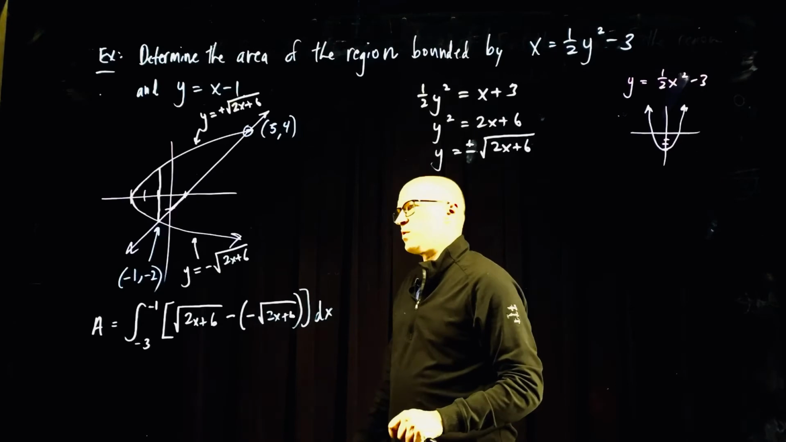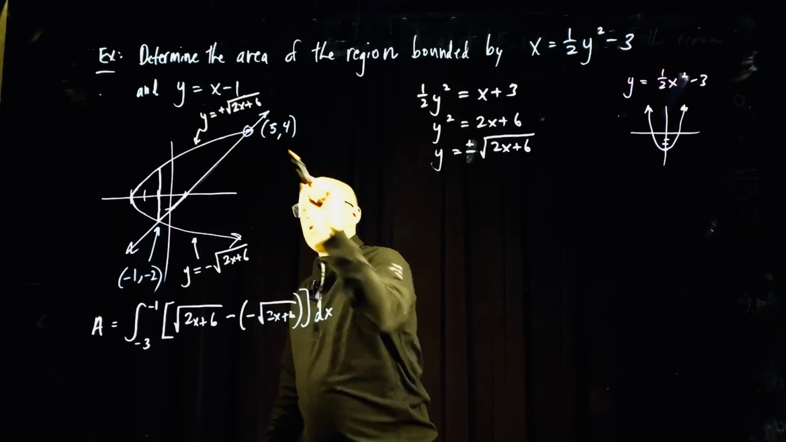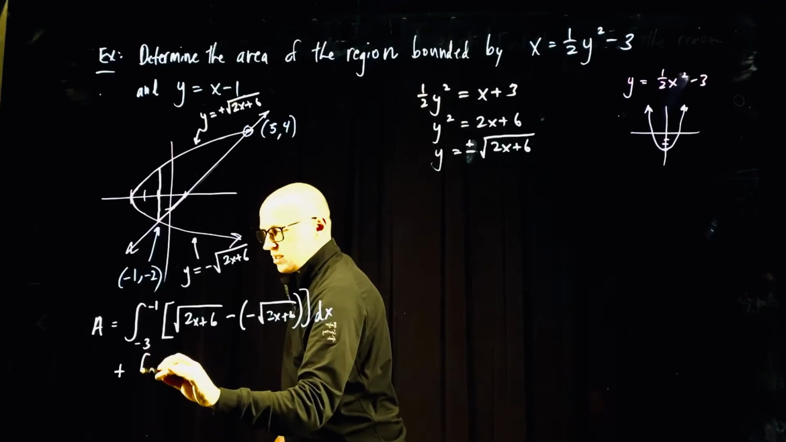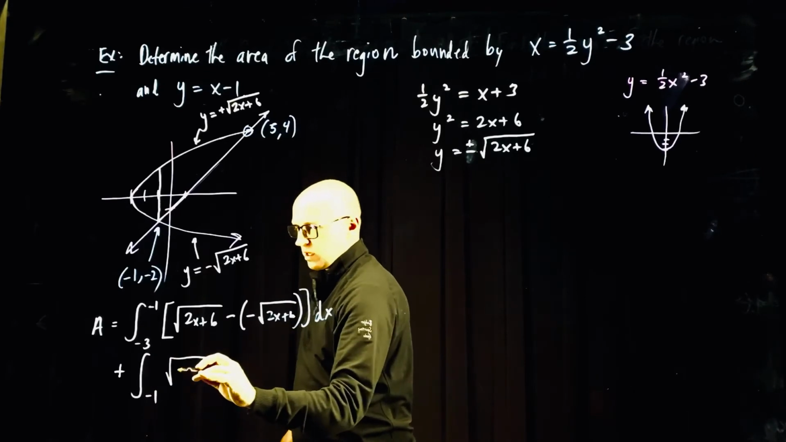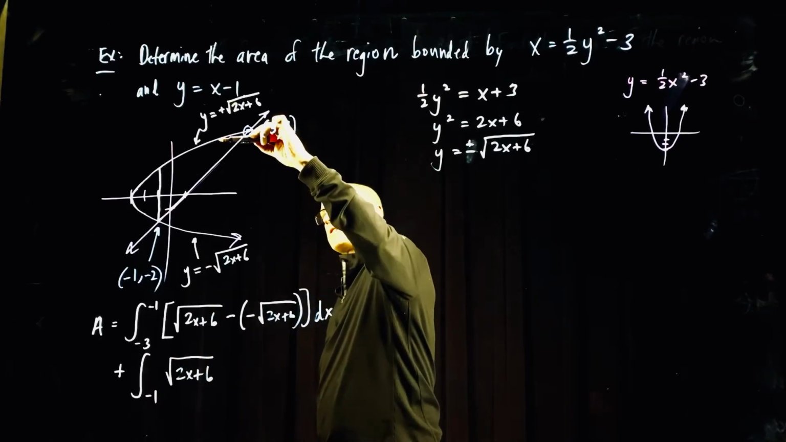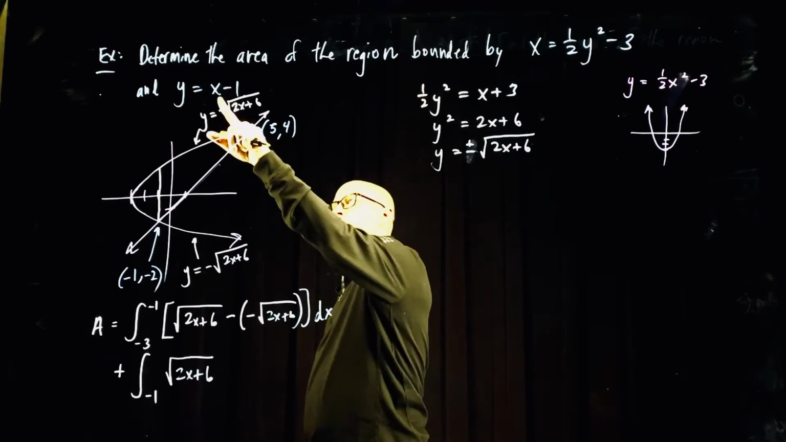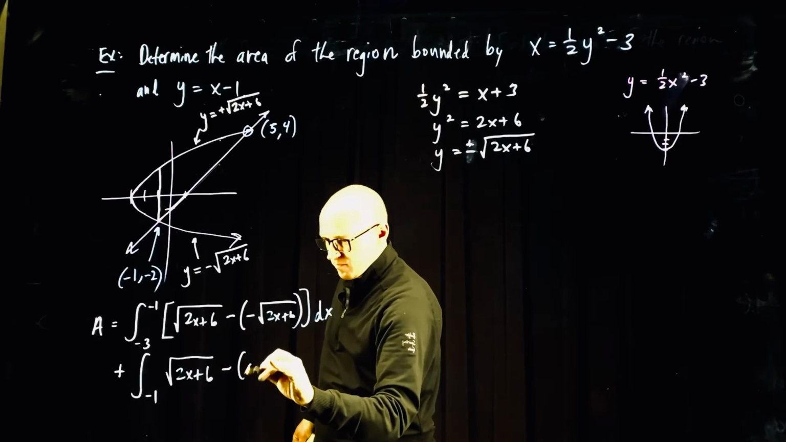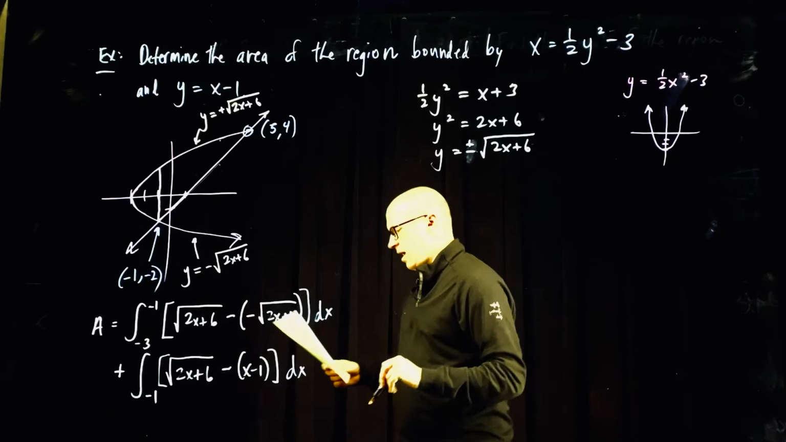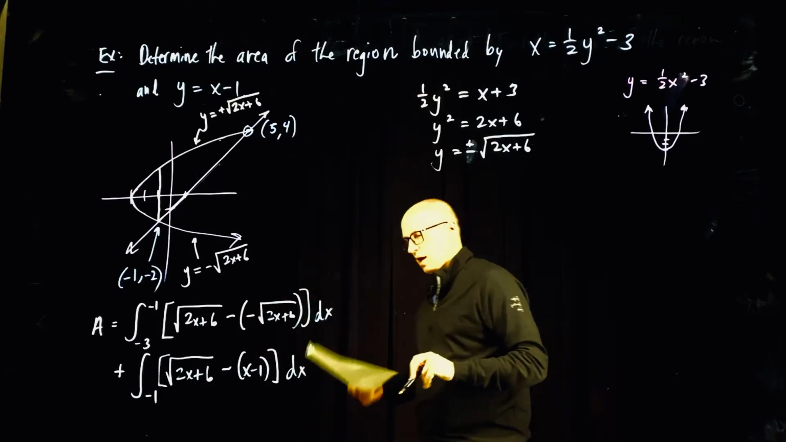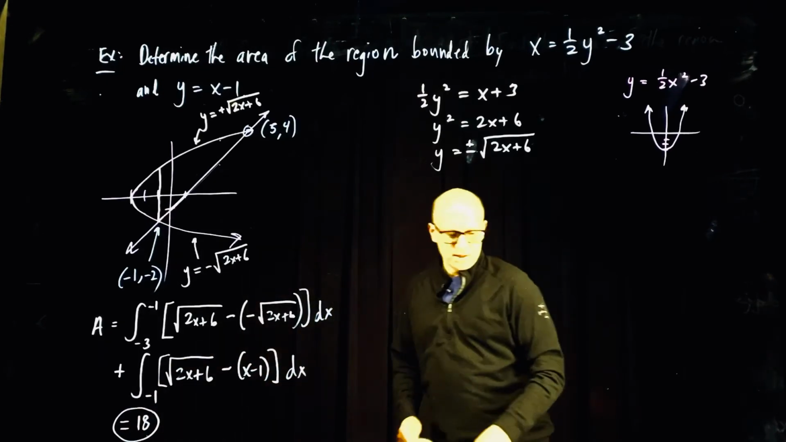Okay, at that point I need to switch gears because now we have to deal with this function. So we would still have this, so we're going to say plus integral, and we're going to start at -1, and we're going to do the square root of 2x plus 6, which is this top function, minus this lower function, which is what? x minus 1 dx, and we'll do all that stuff, and we're going to end up with 18. And I'm not going to go through that process.